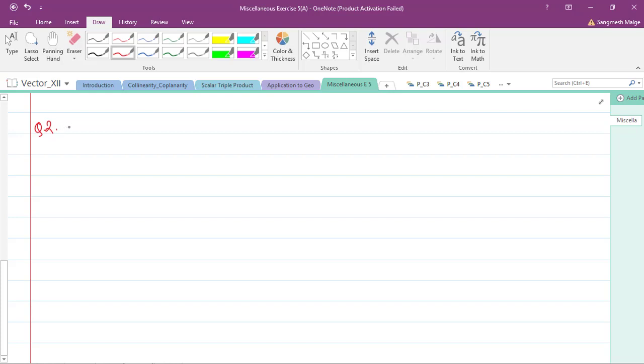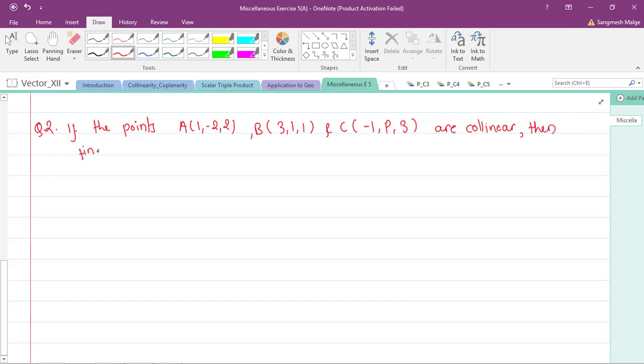If the points A(1, -2, 2), B(3, 1, 1) and C(-1, P, 3) are collinear, then find the value of P. They are telling us these three points are collinear.